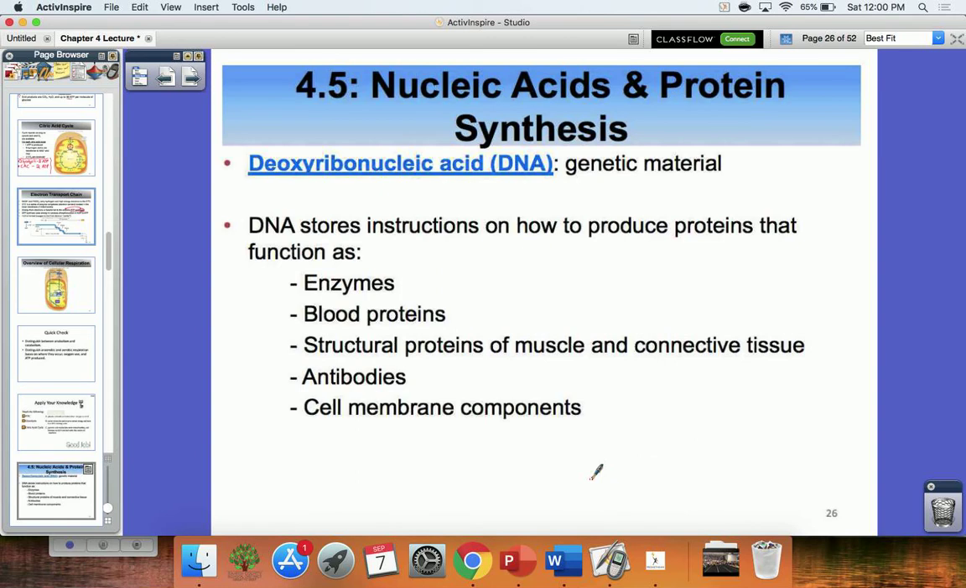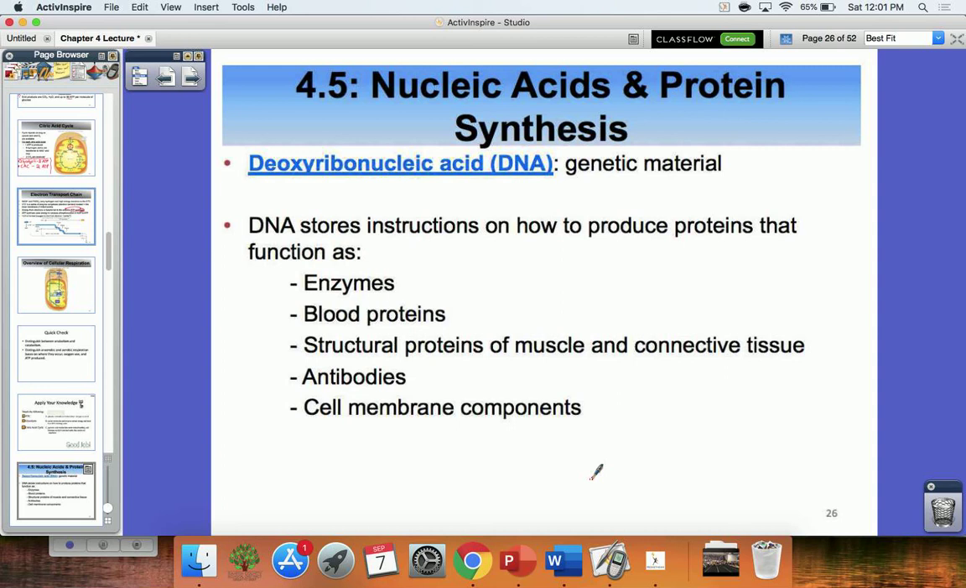All right, so this next section is on nucleic acids, which we know are DNA and RNA, and protein synthesis, and how they're kind of related to each other. So, the two nucleic acids we have are DNA and RNA.